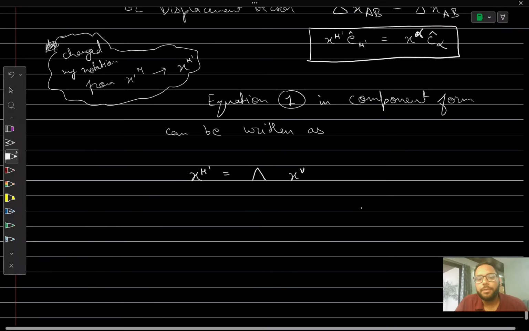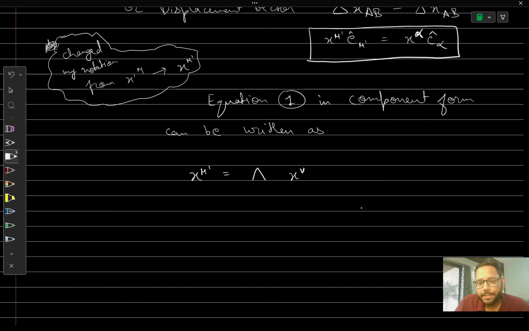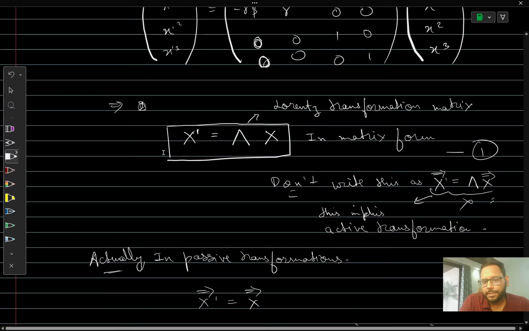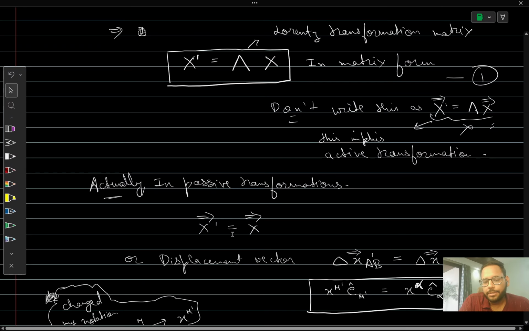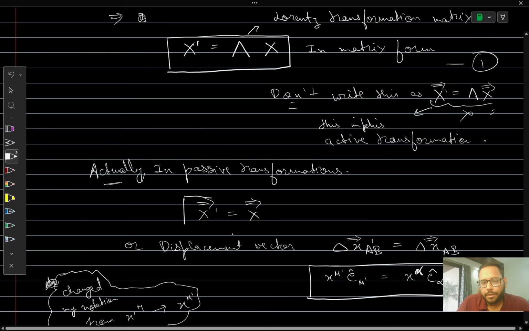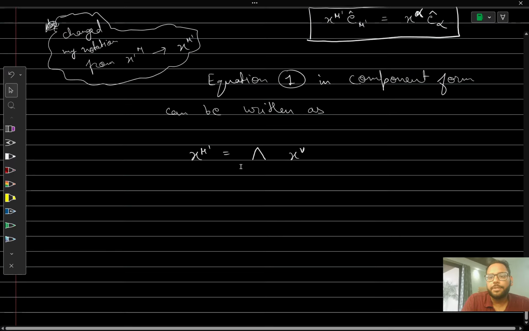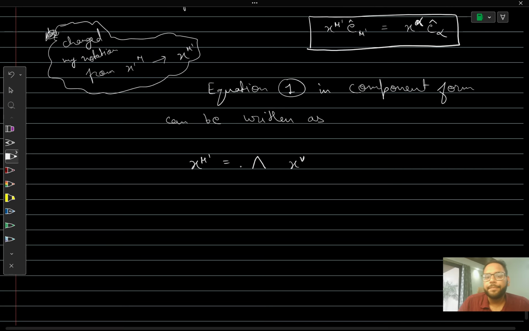So how should the indices be placed over the components of this Lorentz transformation matrix? This is component form, and this was matrix form. These are vectors. A vector is a geometric object, so it does not change. It remains invariant under transformation, but its components will obviously change under the transformation.